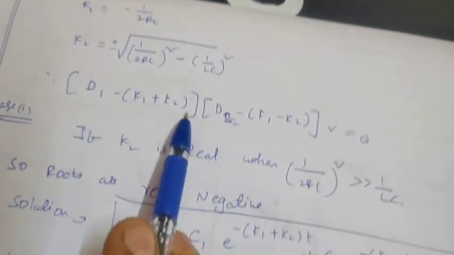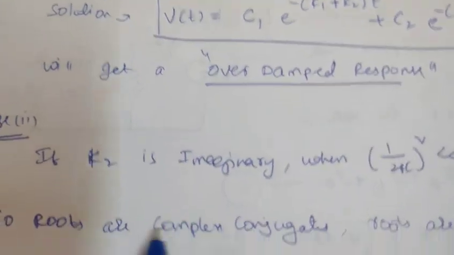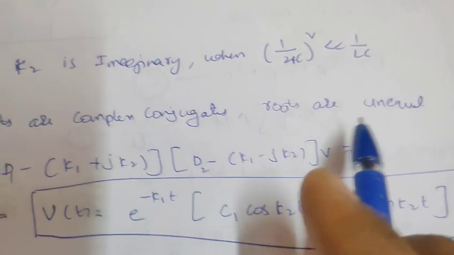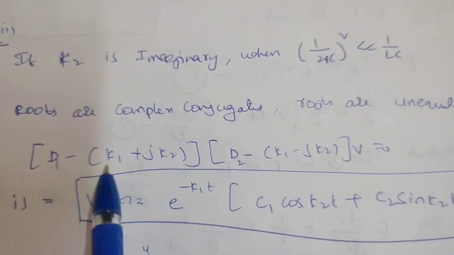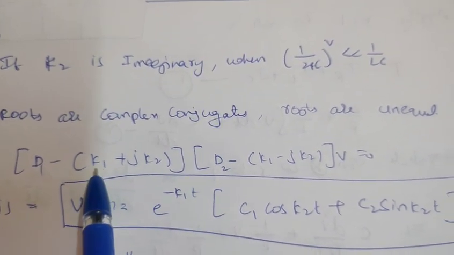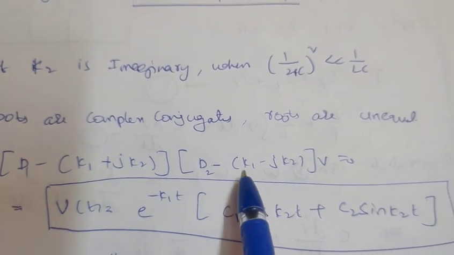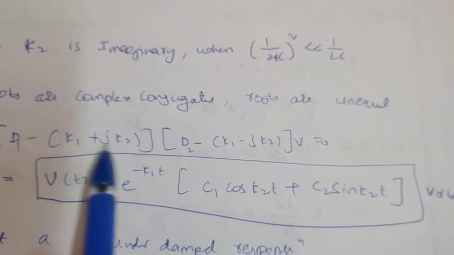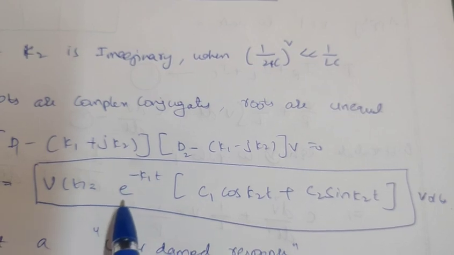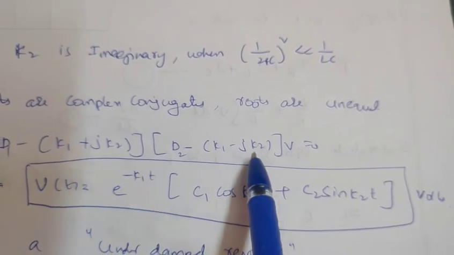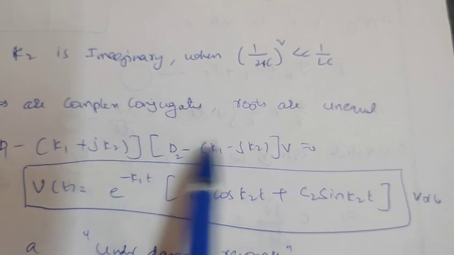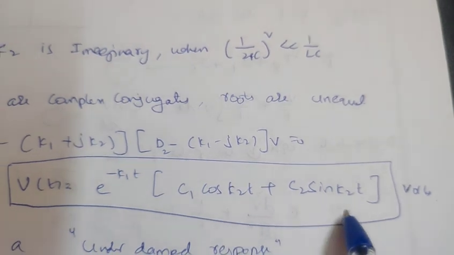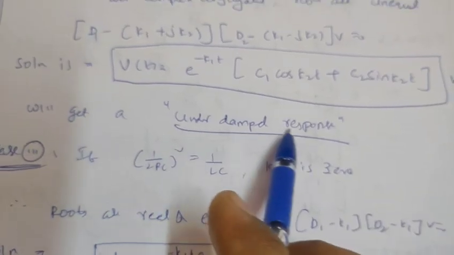Similarly for case 2, just assume K2 is imaginary, when 1 by 2RC whole square is much less than the 1 by LC term. Therefore the roots are complex conjugates. The roots are unequal, and we are getting imaginary roots now: K1 plus jK2 and K1 minus jK2. In both terms K1 is a real value. So the solution is e power minus K1t into the imaginary part, a complex conjugate pair, which is C1 cos K2t plus C2 sin K2t. We will get an underdamped response.